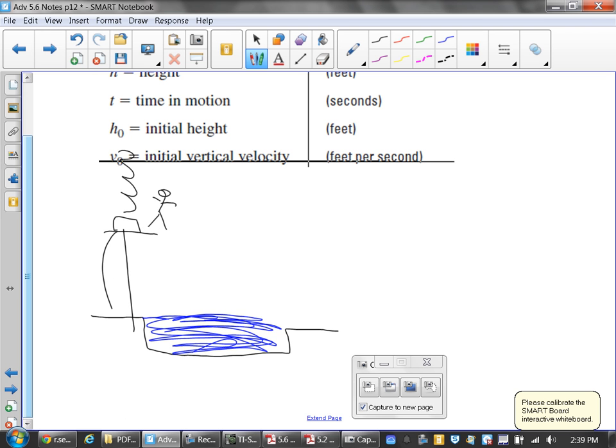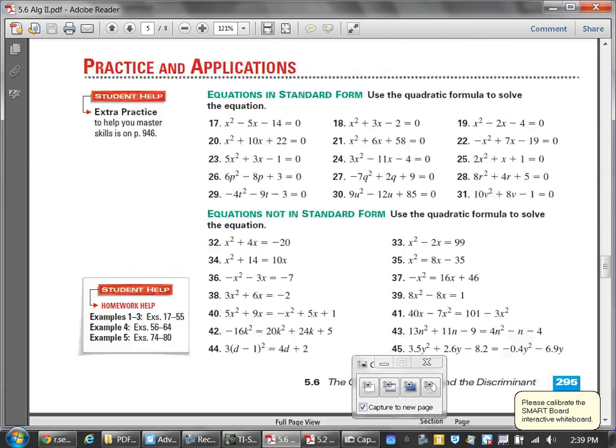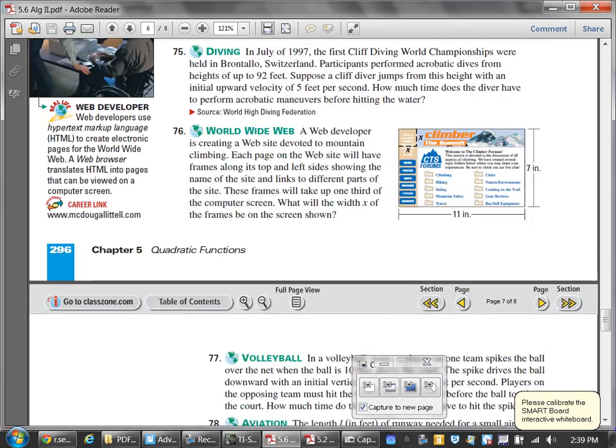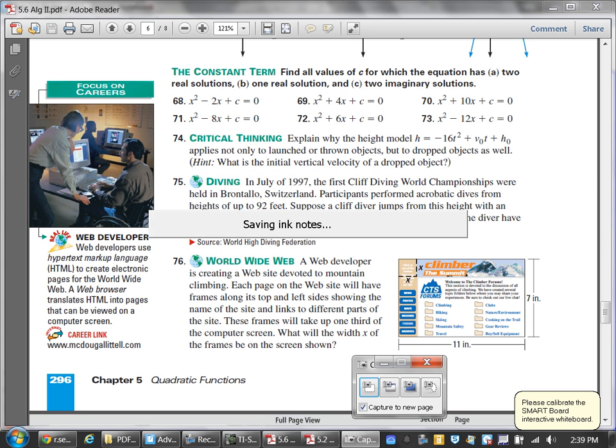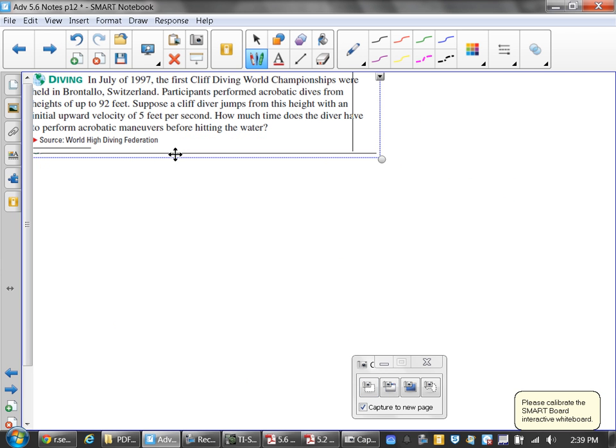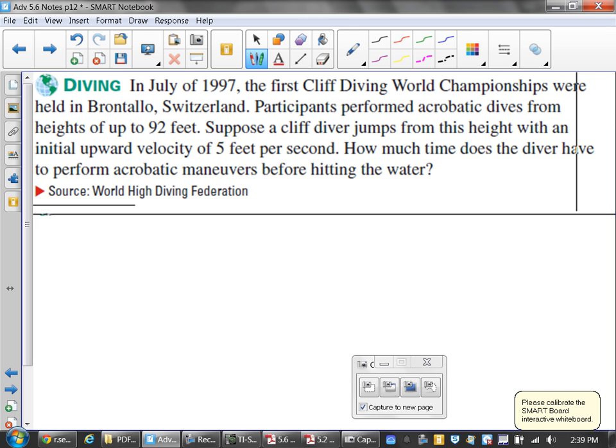Now, what'll happen in a problem like that? Just to give you guys an idea, it so happens I have a diving problem. Cliff diving. Let me show you how this starts out. In July of '97, the first cliff diving world championships were held in Switzerland. They performed acrobatic dives from heights up to 92 feet. Suppose the cliff divers jump from this height with an initial upward velocity of 5 feet per second.